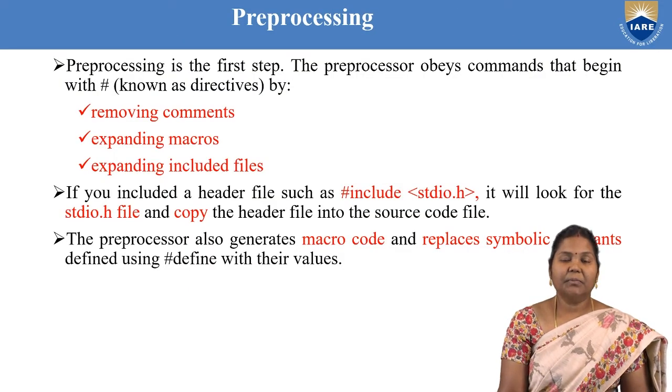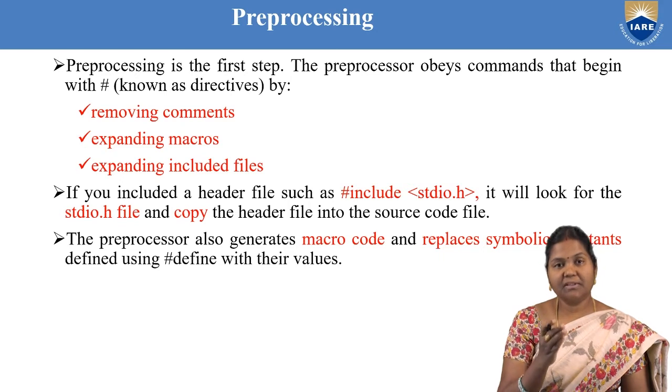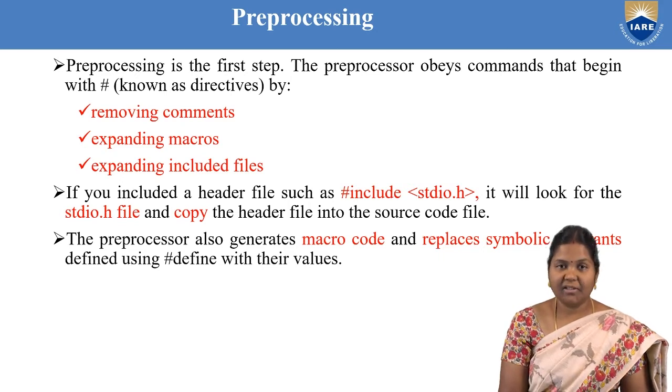Now, we discussed that there are 4 important phases in the compilation process. The first phase is called the pre-processing phase. Pre-processing is the first step in your execution process. The preprocessor obeys the commands that are written, and the preprocessor commands are written using the hash directive.